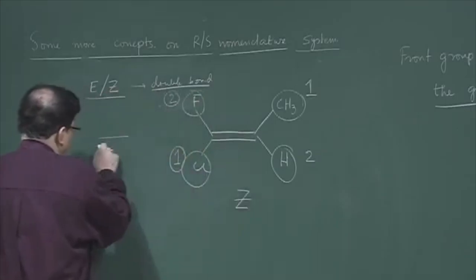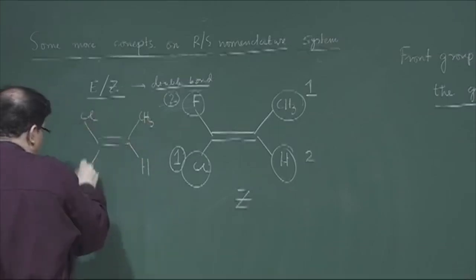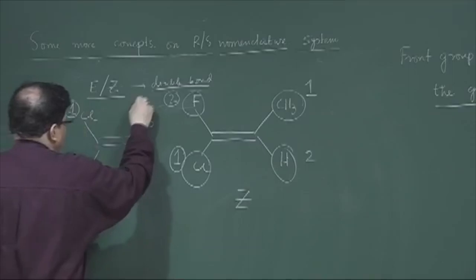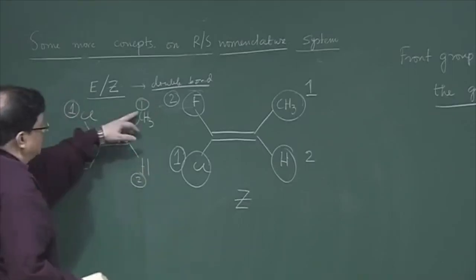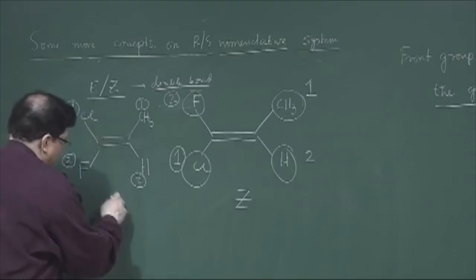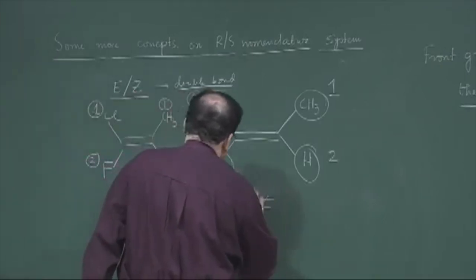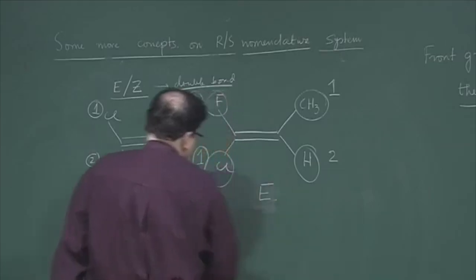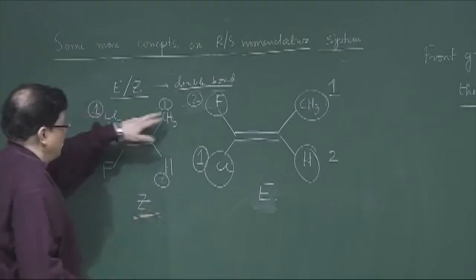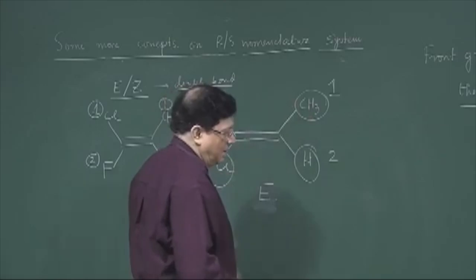And for the other molecule, if you have methyl here, hydrogen there, and chlorine here, fluorine there, then here this is 1, this is 2, this is 1, and that is 2. Now the top priority groups are on the same side. In the classical sense, they are cis to each other, and this is what is called the E configuration, and this is the Z configuration. It is the other way around. So Z is the system where the two groups are on the same side, and E is the system where the groups of same priority are trans to each other.